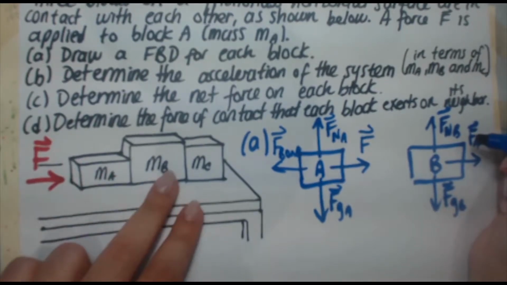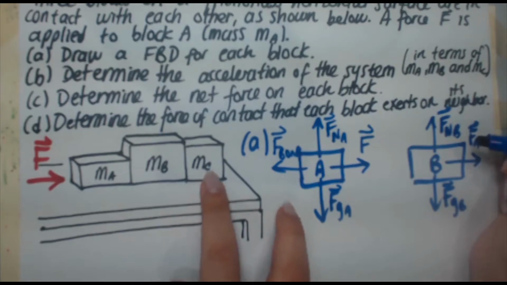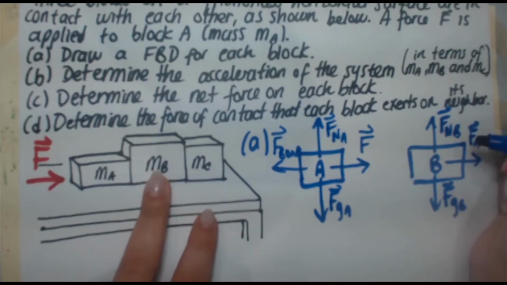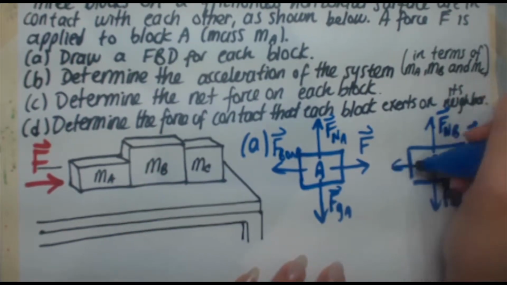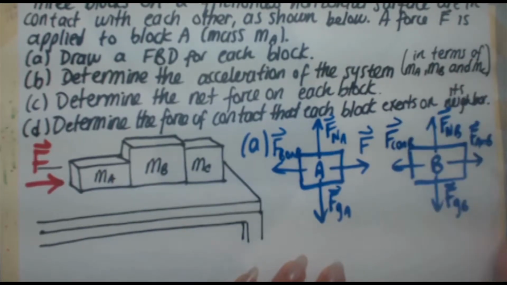Now while A is pushing on B, B in turn pushes on C. So due to Newton's third law, C is actually going to push back on B with another force. We're going to call that FC on B. So we've got our four forces now for box B.